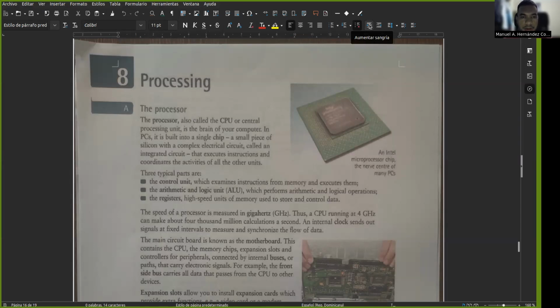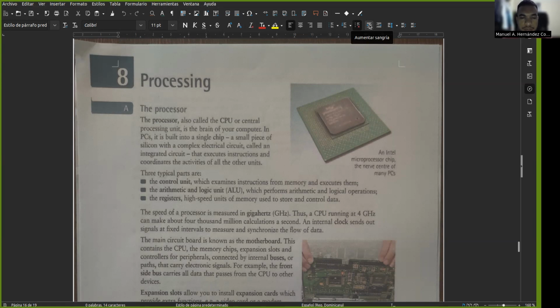Three typical parts are the control unit, which examines instructions from memory and executes them. The arithmetic and logic unit, ALU, which performs arithmetic and logical operations. The registers, high-speed units of memory used to store and control data.